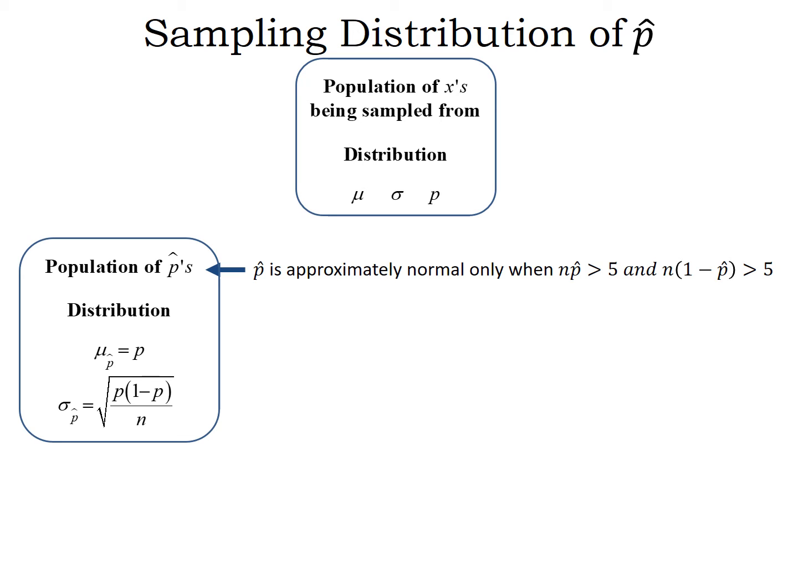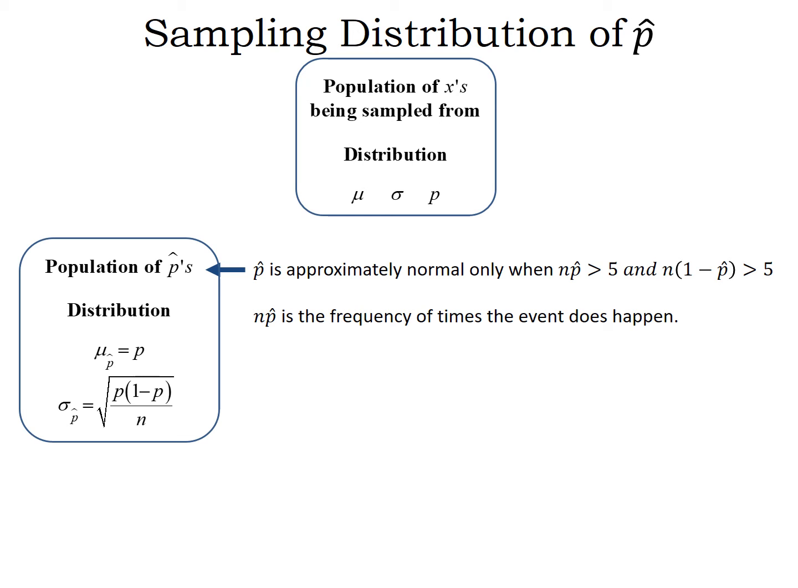Now I want to remind you what p hat is. P hat is your sample proportion. To calculate p hat, you take your frequency and divide it by your sample size. So when you take n, your sample size, and multiply that by the frequency divided by the sample size, the two sample sizes cancel out. And so n times p hat is just the frequency of times the event does happen.